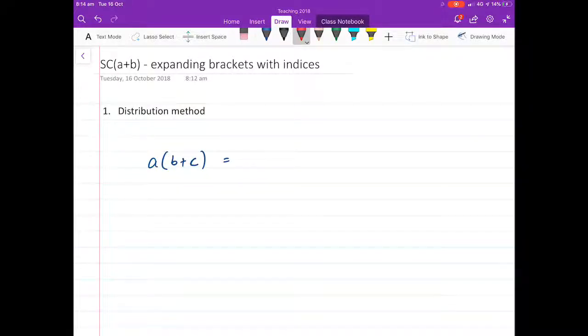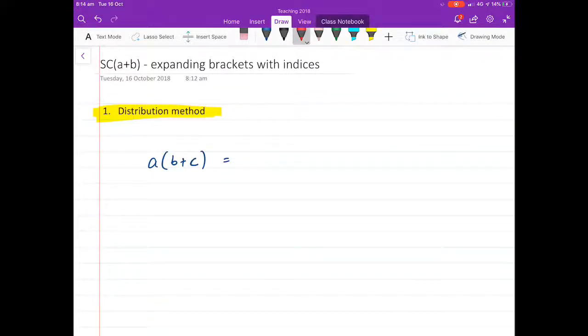Okay guys, having a look at success criteria A and B, which is looking at expanding brackets with indices. Plenty of different types of examples we can run through here. First one we're going to look at is the distribution method. We've got an example down the bottom here, and this just sets up how it's done. Then we'll look at an example specific.